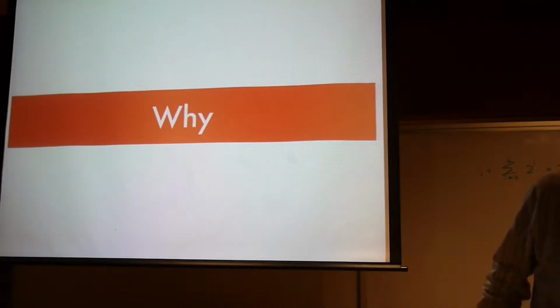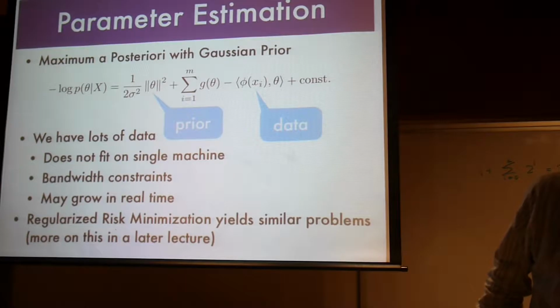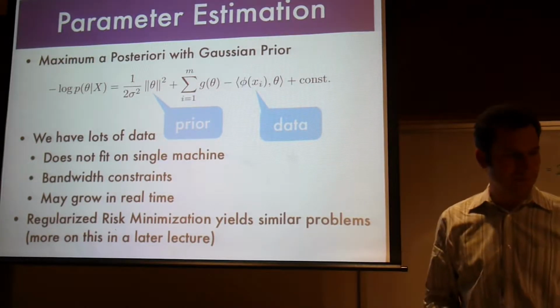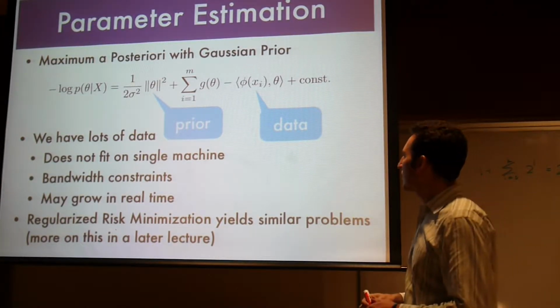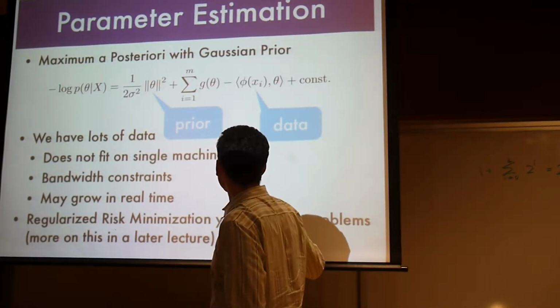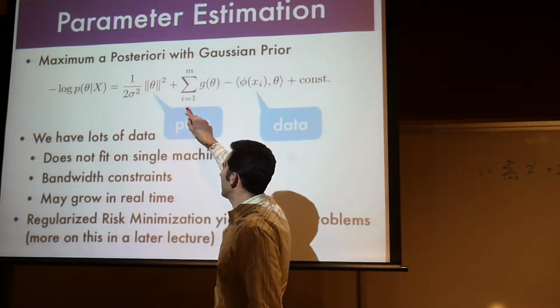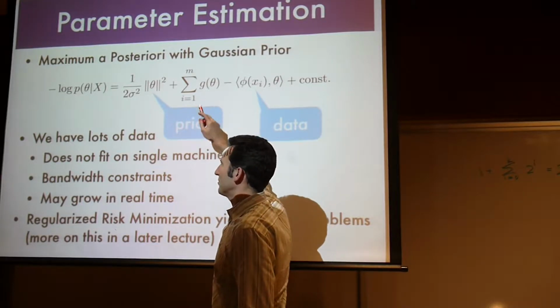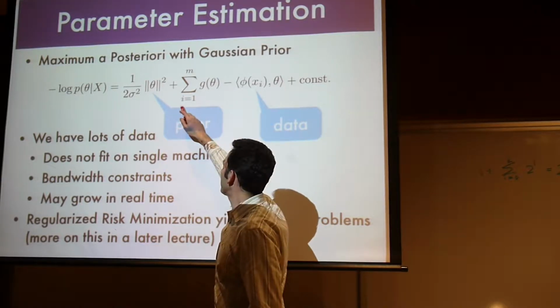So why do we care about optimization? Let me give you a little bit of context. What we saw last week when we looked at exponential families is that we basically had maximum a posteriori, this type of optimization problem.